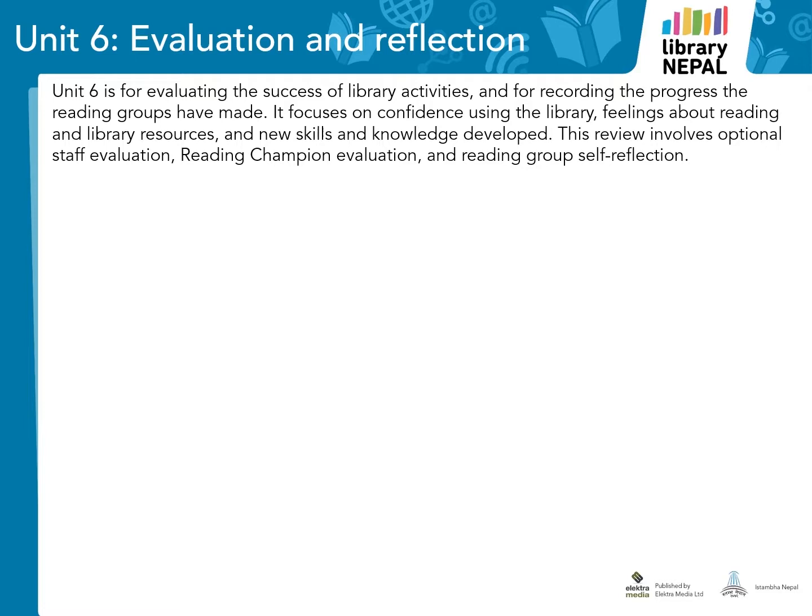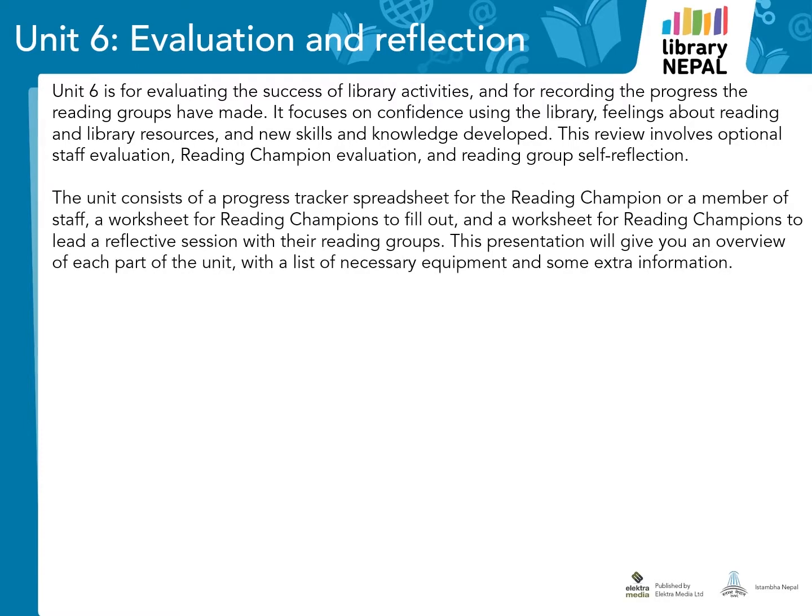This review involves optional teacher evaluation, reading champion evaluation, and reading group self-reflection. The unit consists of a progress tracker spreadsheet for the reading champion or a member of staff, a worksheet for reading champions to fill out, and a worksheet for reading champions to lead a reflective session with their reading groups. This presentation will give you an overview of each part of the unit, with a list of necessary equipment and some extra information.